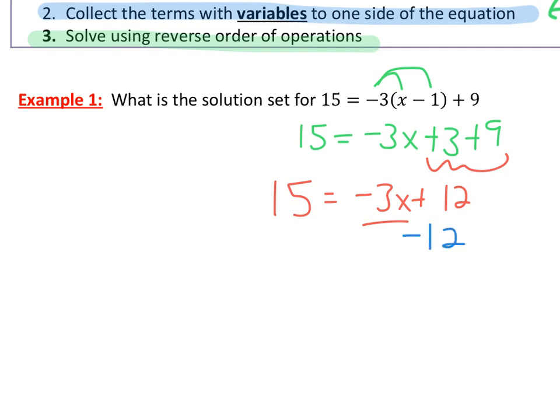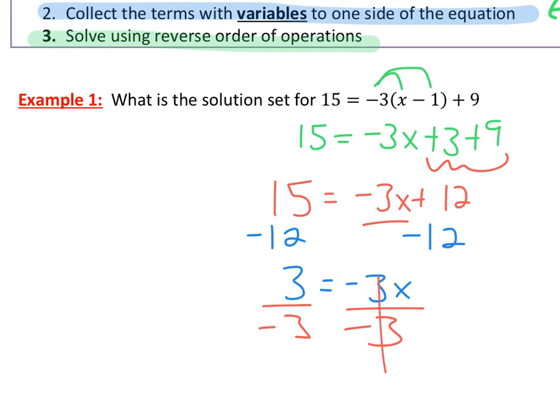I'll subtract 12 from both sides and get 3 is equal to negative 3x. Then lastly, to finish getting x by itself, I will divide by negative 3. Going through reverse order of operations, leaving me with x is equal to negative 1.